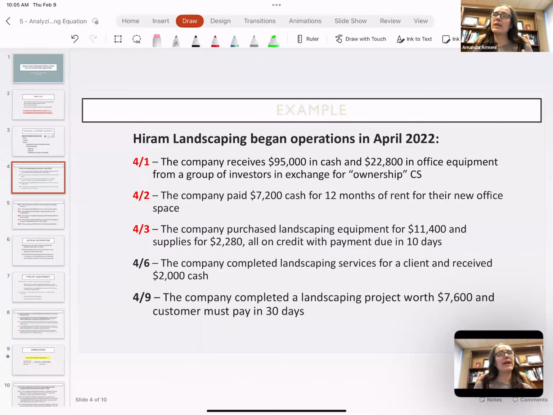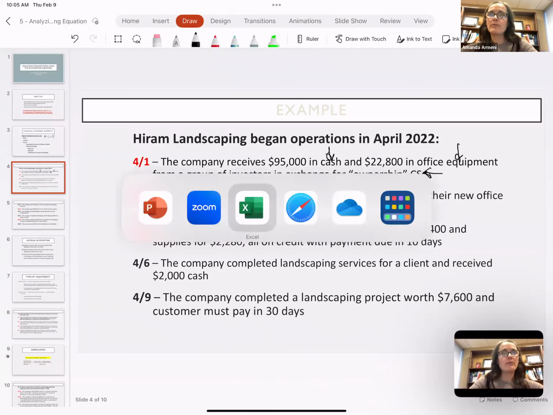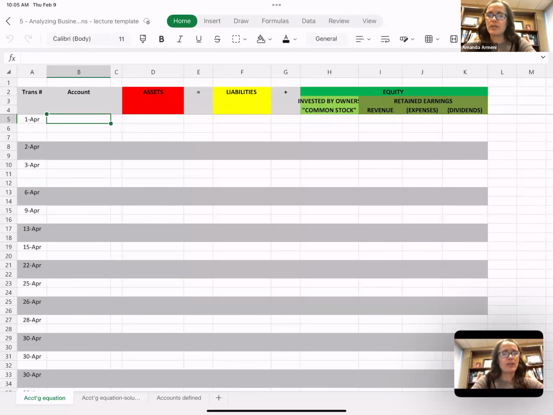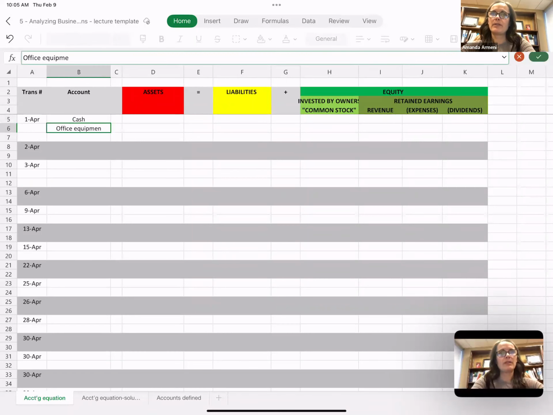So in this example, we actually received two things. We received cash of $95,000 and we received office equipment of $22,800. And in exchange, what we gave those investors is ownership. And we know from the previous lesson that the way that we designate ownership in our accounting records is through common stock. Common stock represents investors' ownership in the business. So over in my Excel template, on April 1st, I am going to include cash, office equipment, and common stock.